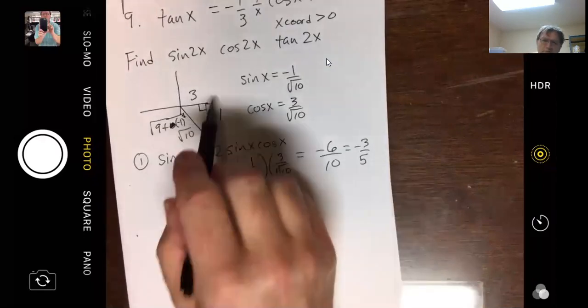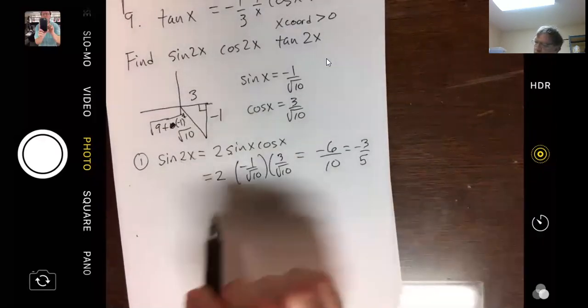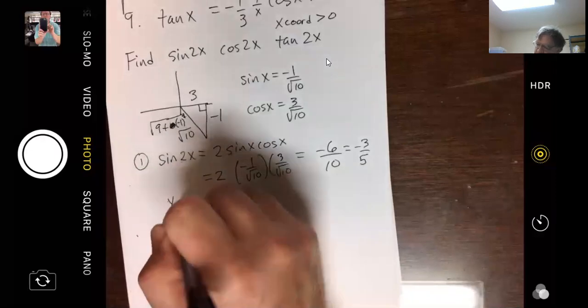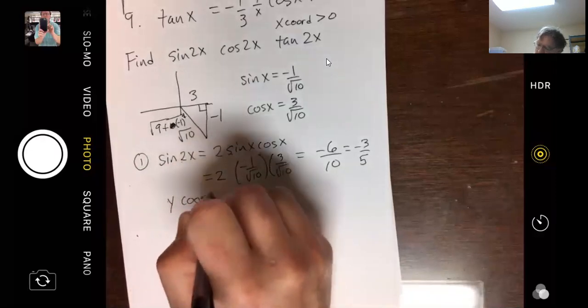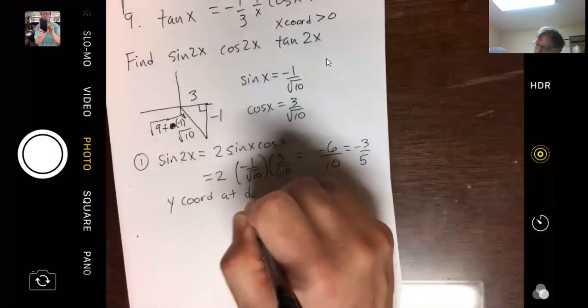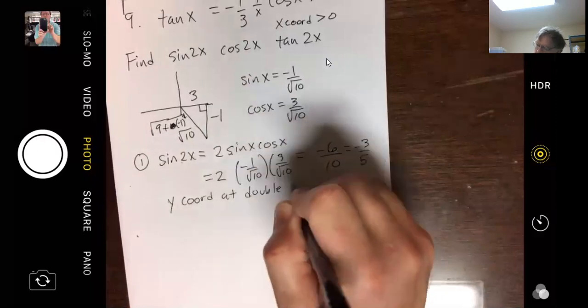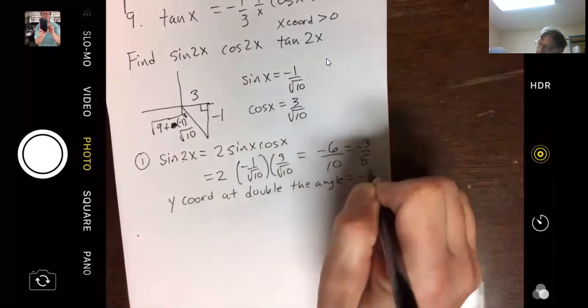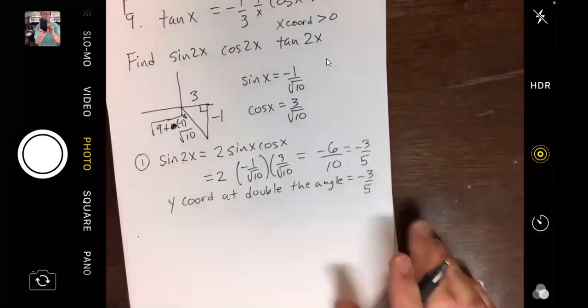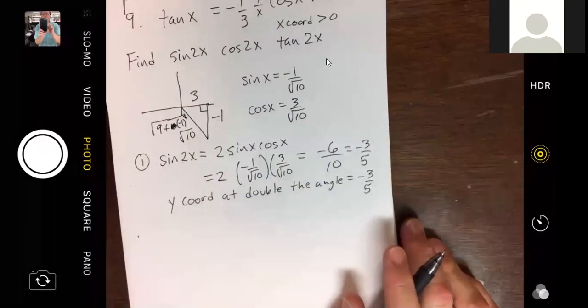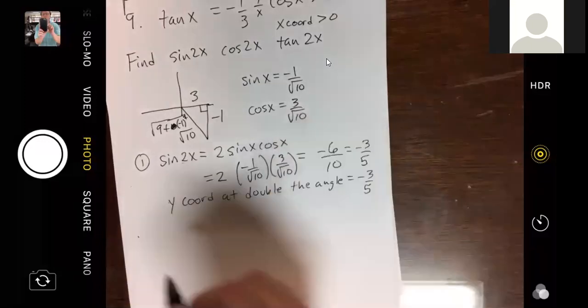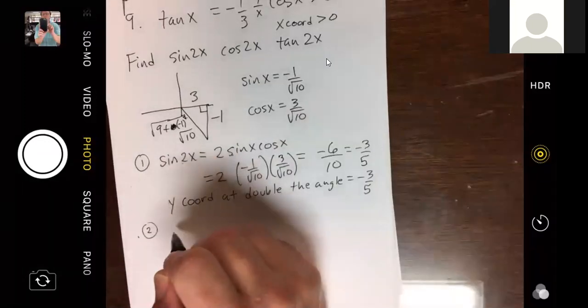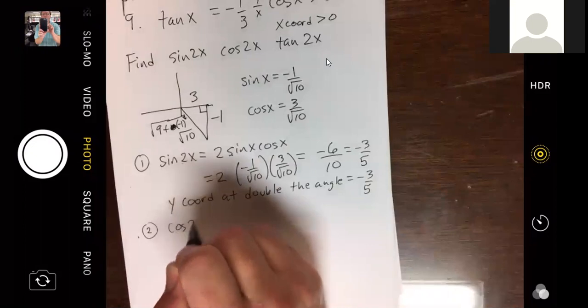Double the angle, your y coordinate at double the angle is -3/5. That's what this says. The y coordinate at double the angle is -3/5. All right, try cosine of 2x.